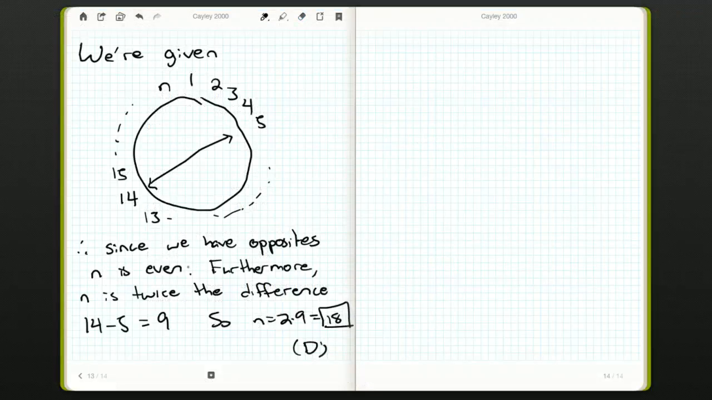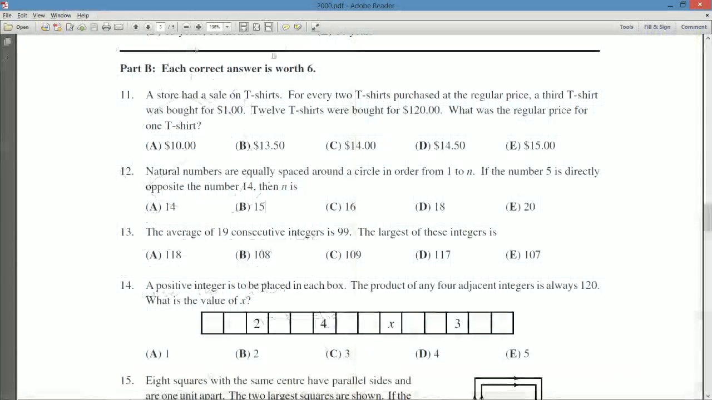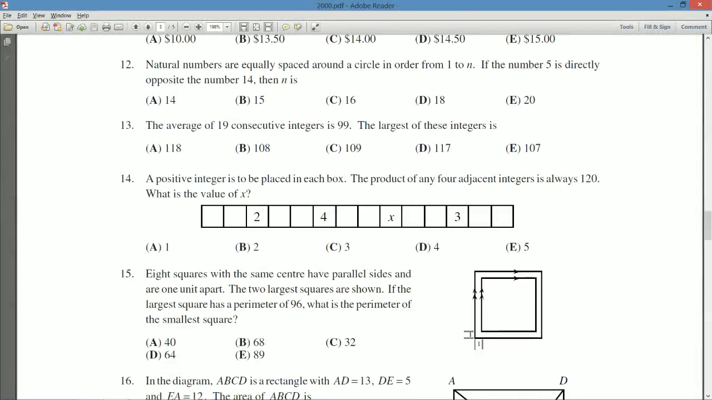And something we could do if we wanted to is we could go back and say, okay, if n is 18, what does this actual circle look like? And then we could write it out and verify, hey, yeah, 5 is opposite 14. We don't need to, because the math speaks for itself, but if we had the time, if we were a little unsure, we could actually draw out the circle and put 1 to 18 around the circle evenly and see that, yeah, this is true. Okay? I'm not going to do that. If you're curious to see what it looks like, by all means write it out for yourself, but I would much rather spend my time moving on and taking a look at question 13.